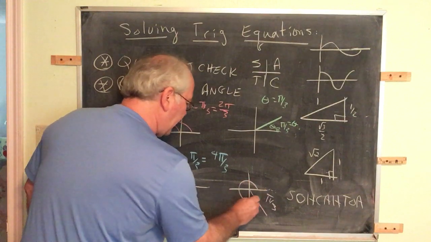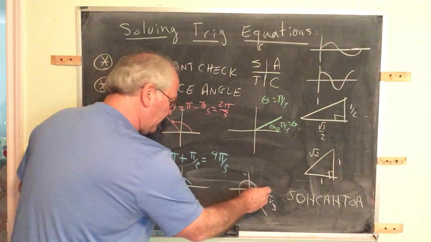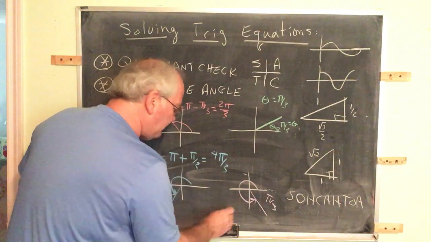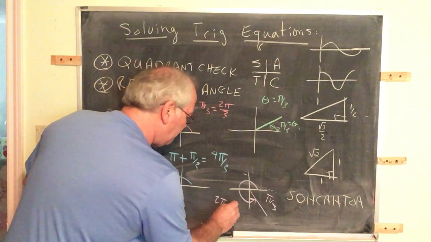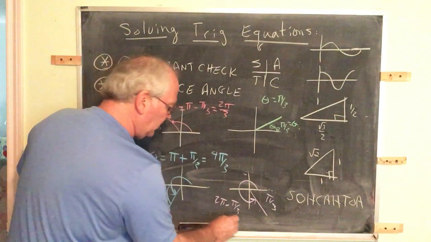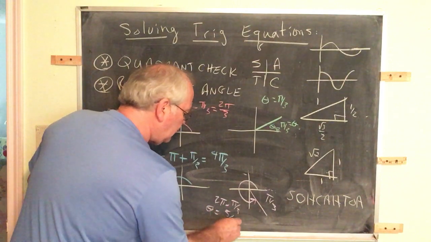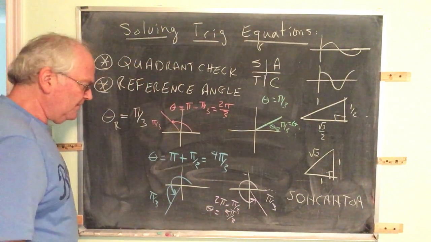And then finally, in quadrant 4, this is pi over 3. And so this is the angle we're seeking. This is now 2 pi, almost one complete revolution, but you subtract off. So this is now 2 pi minus pi over 3. 6/3 minus 1/3. So theta is 5 pi over 3.